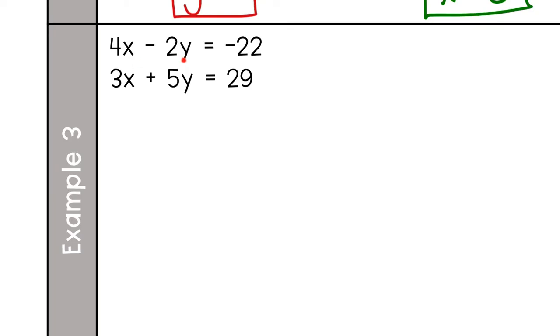4x minus 2y equals negative 22. 3x plus 5y equals 29. So make sure that your variables are lined up. X is lined up with x, y is lined up with y. Then look at your coefficients. 4 is not the same as 3. 2 is not the same as 5. So we're going to have to do some multiplying so that we can get the same coefficient somewhere.